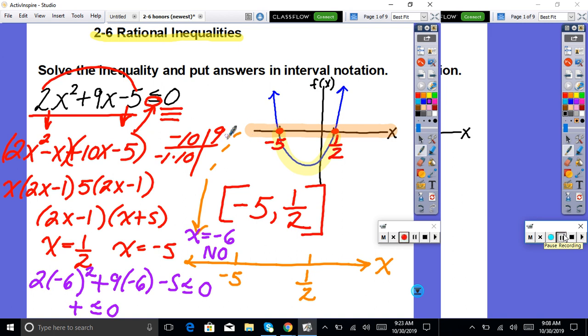Then let's plug in a value here. X equals 0. I always plug in 0 if I can. So I'm going to plug in 0 between -5 and 1/2. If I plug in 0, I get -5.